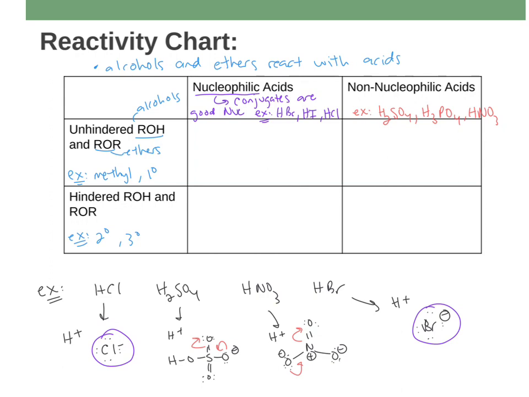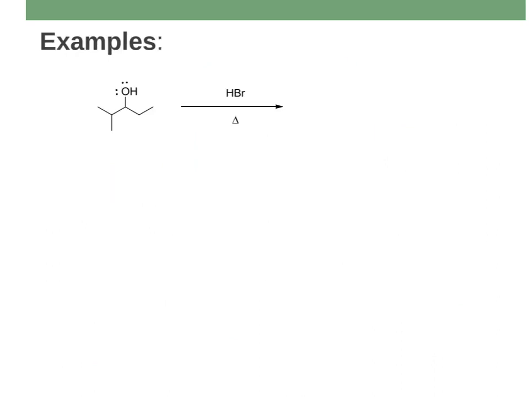And so what we're going to do for the rest of this video is ask ourselves what type of mechanism you get if you combine an unhindered alcohol or ether with a nucleophilic acid. What do you get if you combine a hindered one with a nucleophilic acid? We're going to fill in all four of these charts. So we're going to go over these examples and figure out what type of mechanism they follow: more SN1, SN2, or E2, etc.